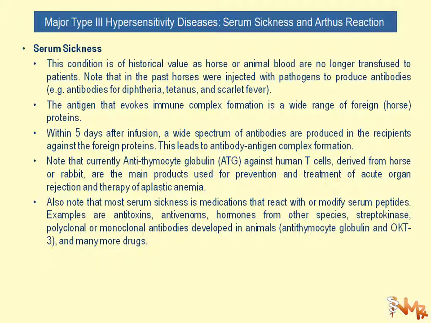So as you can tell, these days, the most common cause of serum sickness is interaction between drugs and peptides in the host cells. The classic finding in serum sickness is fever. However, symptoms in addition to fever include arthritis, vasculitis, and nephritis.